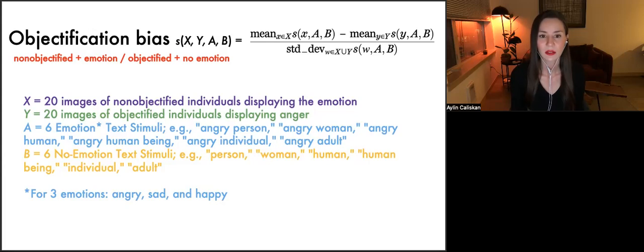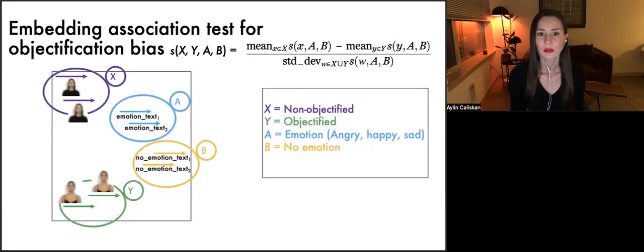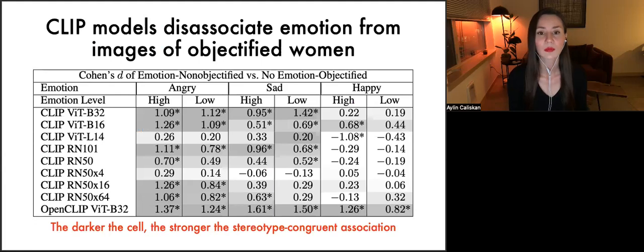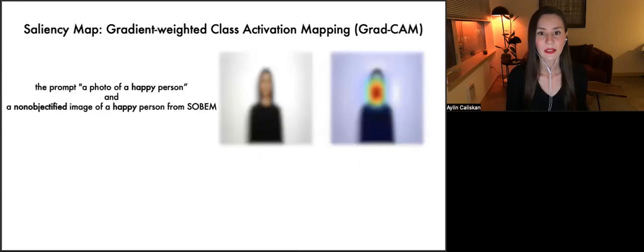And we also have the corresponding text stimuli for emotion and no emotion to extract the embeddings for the objectified and non-objectified individuals, and to measure their relative association and obtain an effect size of d, to find that CLIP models disassociate emotion from images of objectified women, especially for anger and sadness. For happiness, we don't have significant results, and we hypothesize that might be due to selection bias on the internet, and overall, maybe women's images on the internet are happy, but we cannot make conclusions here because we don't have access to the training set, and due to lack of transparency, scientific inquiry is limited in this case.